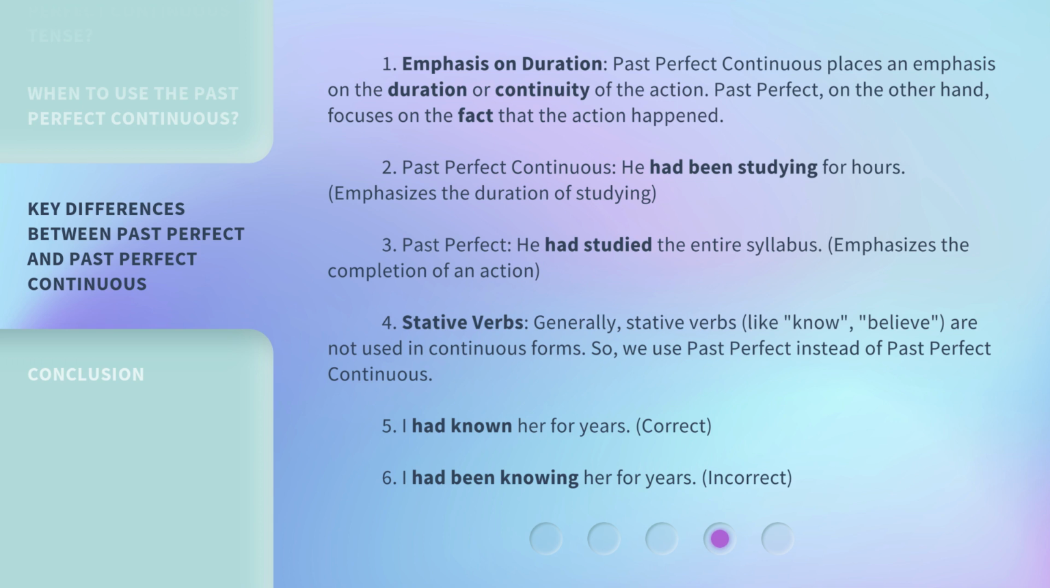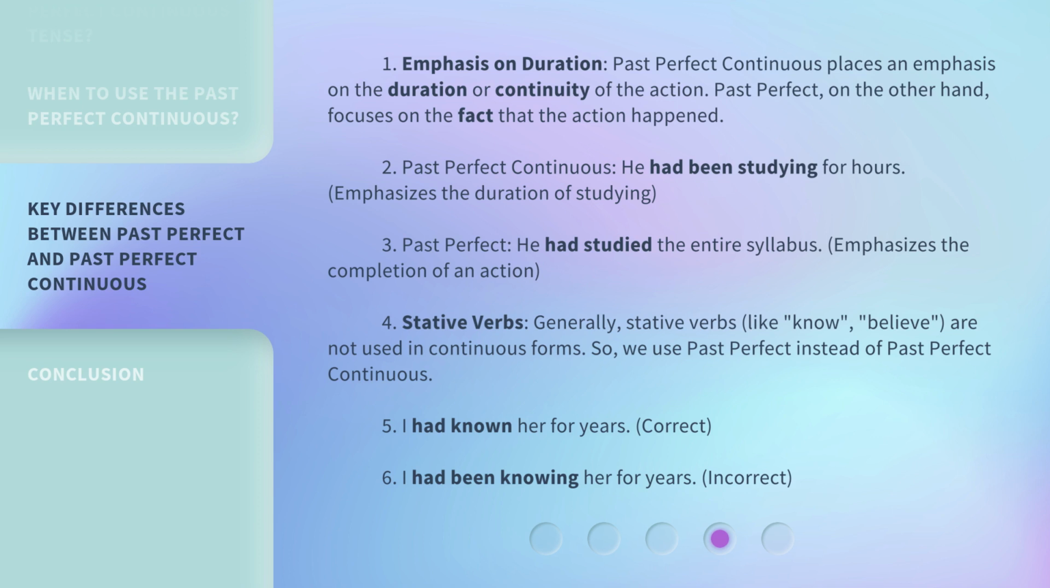3. Past perfect. He had studied the entire syllabus. Emphasizes the completion of an action. 4. Stative verbs. Generally, stative verbs, like know, believe, are not used in continuous forms. So, we use past perfect instead of past perfect continuous.